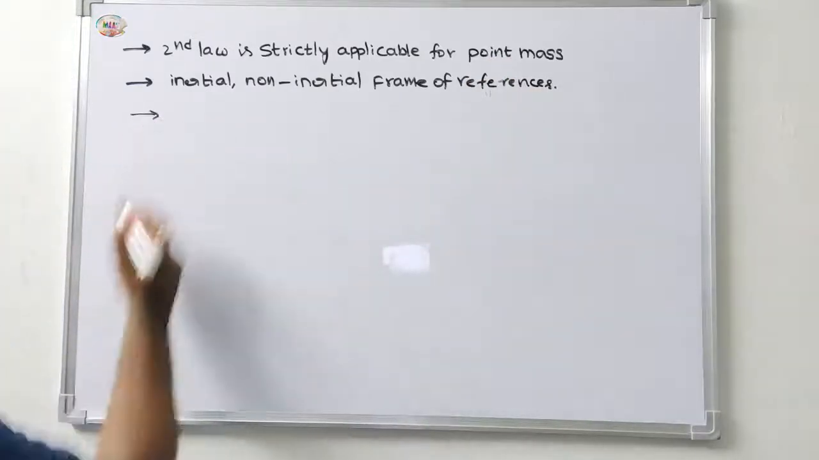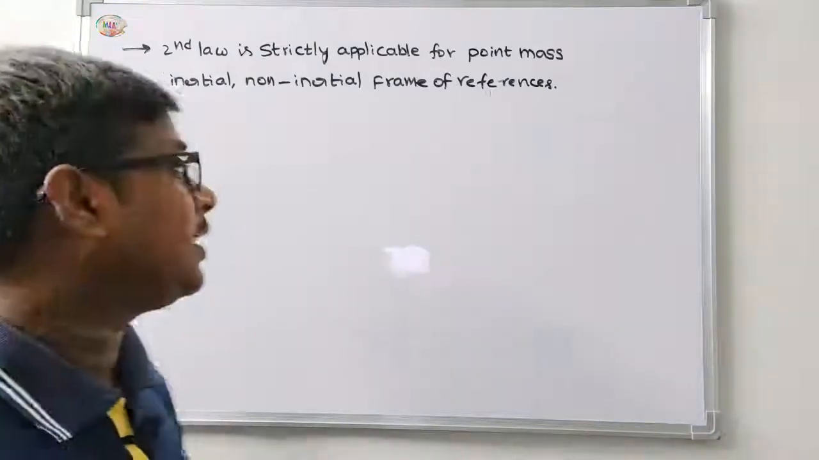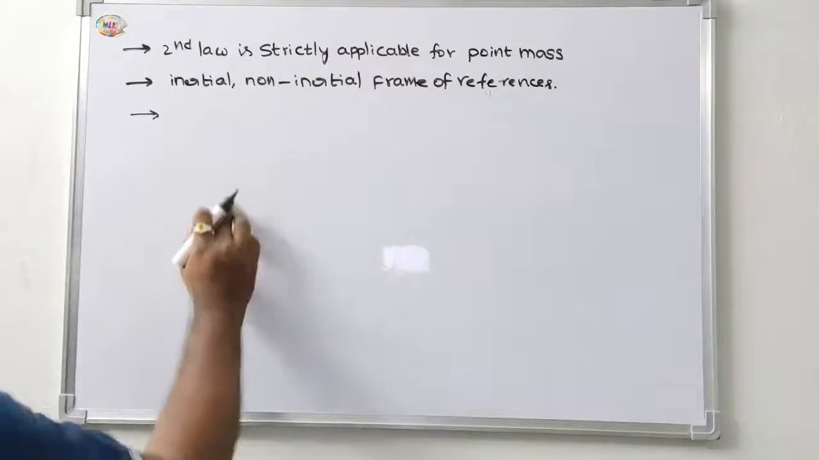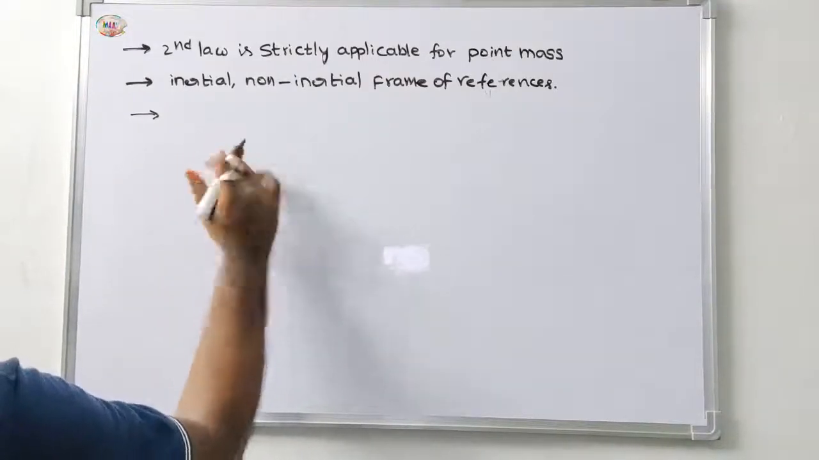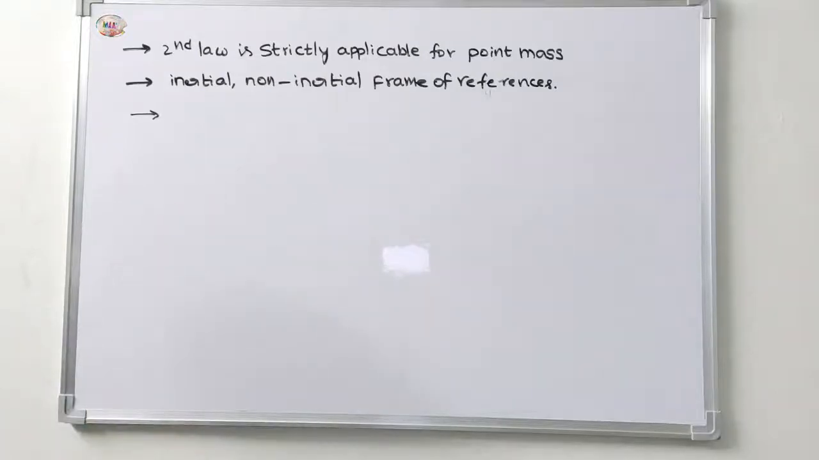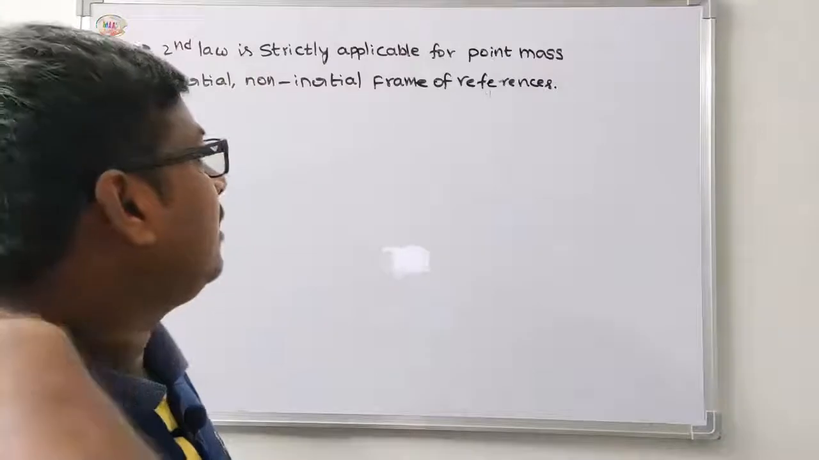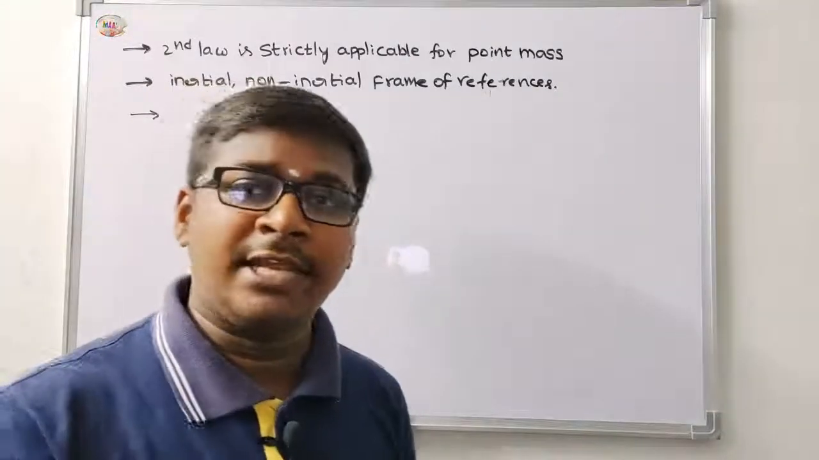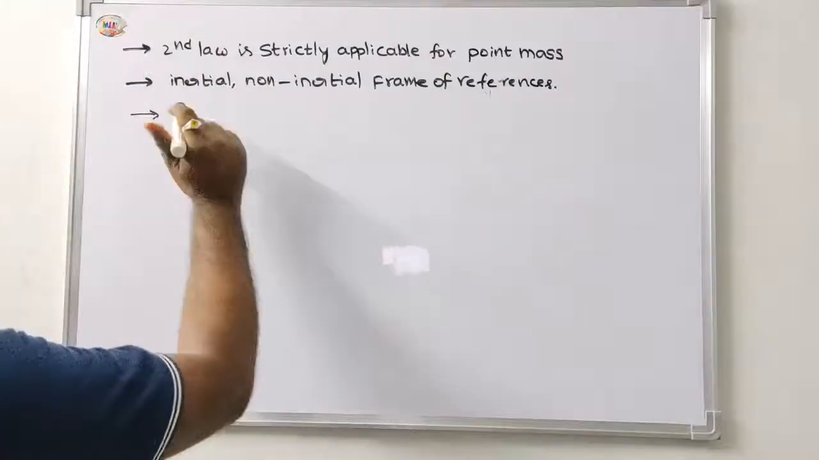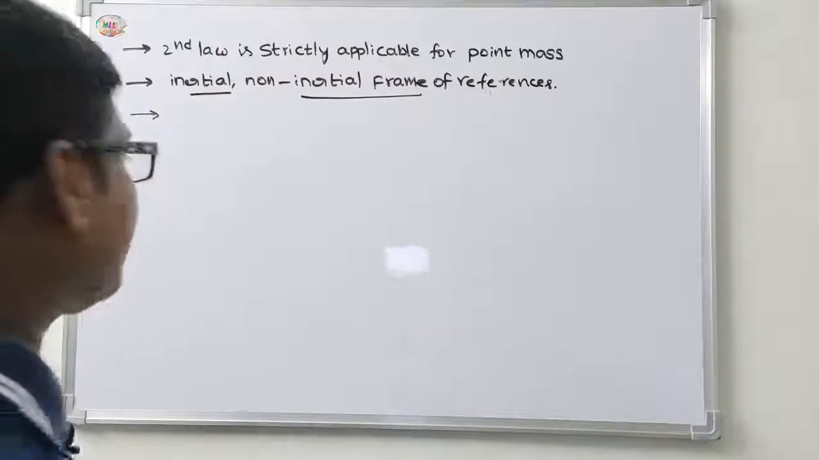The third point: if the observation is from an inertial frame of reference, the resultant force is due to real forces, which is proportional to the rate of change of linear momentum. At the same time, if the observation is from a non-inertial frame, the force is also proportional to the rate of change of linear momentum. So it is applicable for inertial and non-inertial frames of reference.